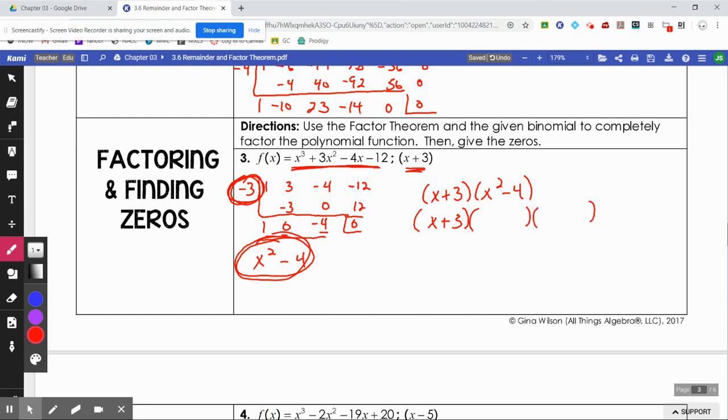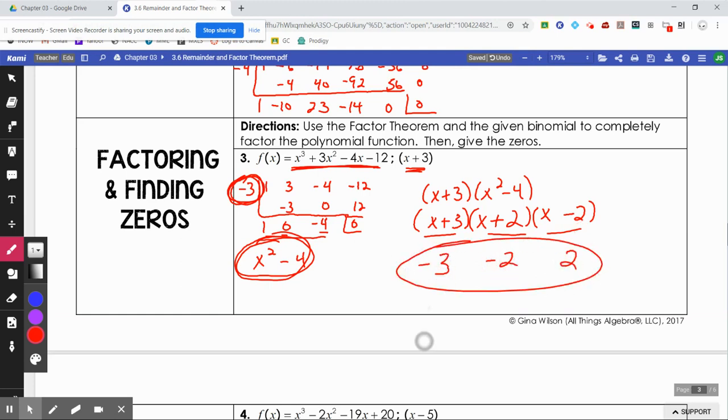This is a difference of squares, which factors into conjugates. x times itself gives you x squared. 2 times itself gives you 4. Now given the zeros, those are the linear factors, so your zeros are -3, -2, and +2.